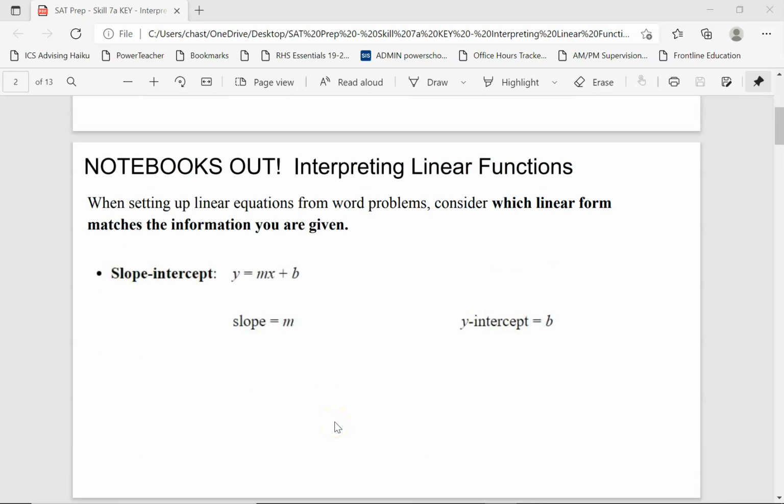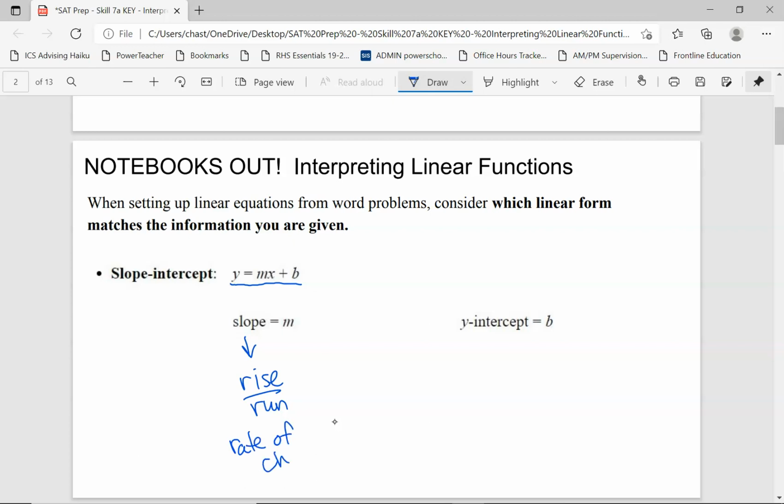When setting up linear equations for word problems, consider which linear form matches the information you are given. One of the earliest linear forms you learned was the slope-intercept form, which looks like y equals mx plus b, where the m represented your slope, which we always thought of as rise over run. But what you really need to understand is it's a rate of change between the x and y variables, okay?